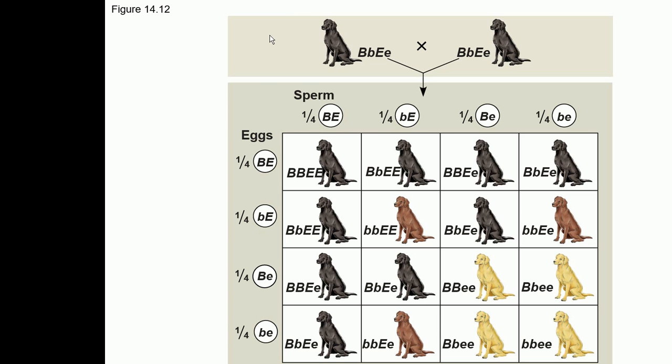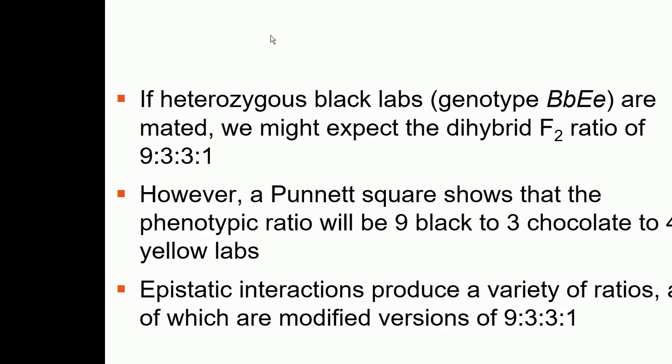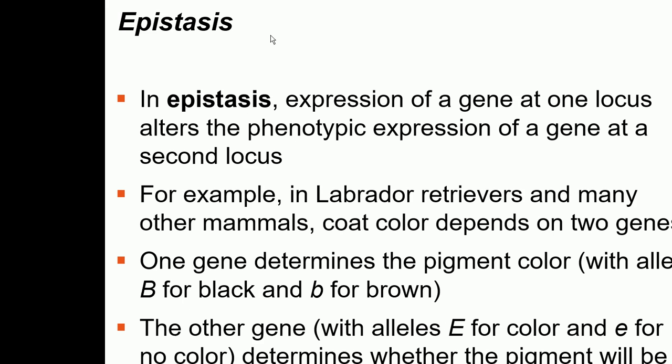You can see that this is a dog with black fur. The color of the coat of the dog actually depends on two genes. For example, in Labrador retrievers and many other mammals, coat color depends on two genes. One gene determines the pigment color. If the allele is capital B, the color of the coat is going to be black. If the allele is small b, it's going to be brown.